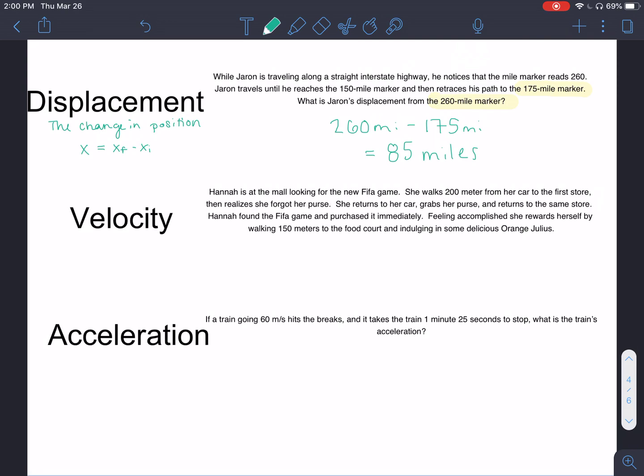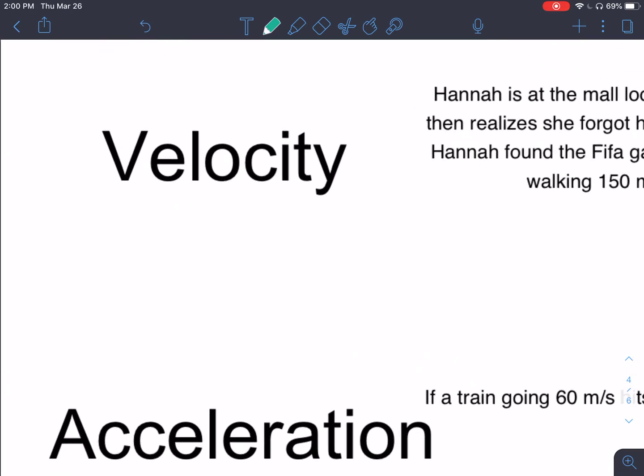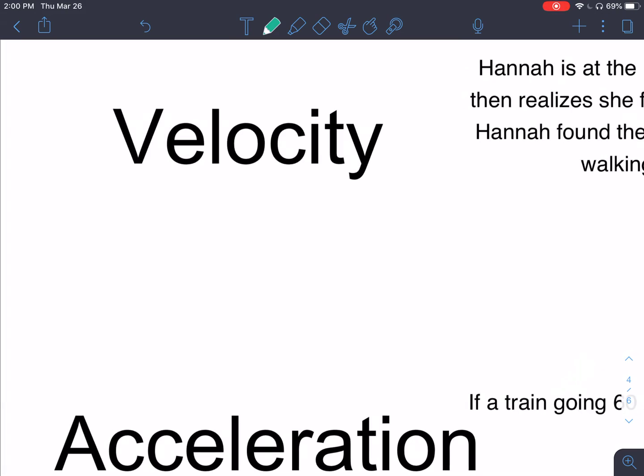All right, now the next step up is velocity. So velocity has displacement within its calculation. And what velocity is, is the rate of the change in position.